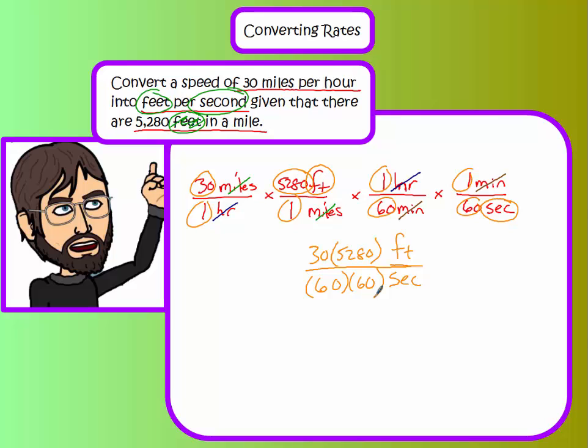So when I run this through my calculator, I say 30 times 5,280, and I say 60 times 60, and I divide those two results, and I end up getting 44 over 1. Or it'll just tell you 44. But I want it like this. I want it 44 over 1 because I want to know that's 44 feet per 1 second. And that's what I'm looking for, feet per second. So how many feet in 1 second? Okay, so 30 miles per hour is 44 feet in 1 second. That's the same thing. 30 miles per hour and 44 feet per 1 second.